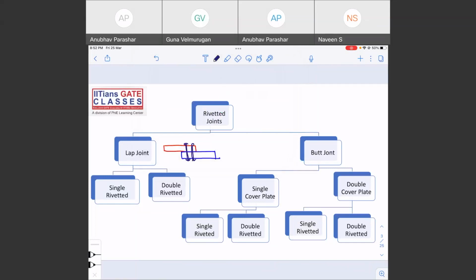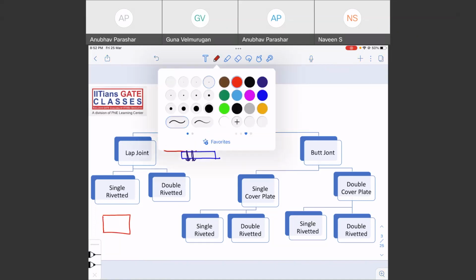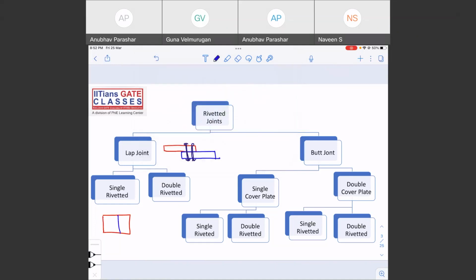So a lap joint can be single riveted, double riveted, triple riveted, quadruple riveted. I have just mentioned single and double here, right? It could be single riveted. What do I mean by single riveted? Now I am showing you the top view. A single rivet will look like this. These are three rivets per row.